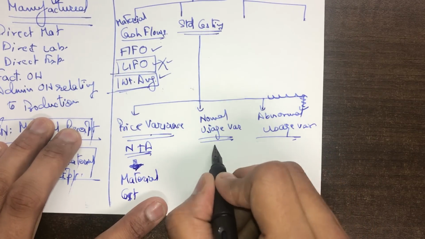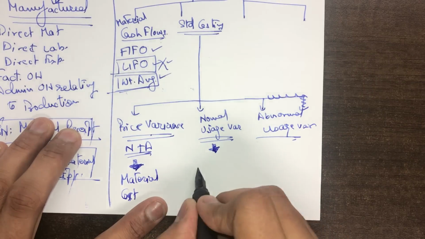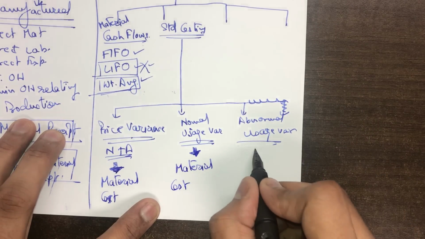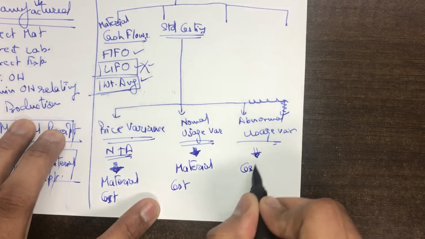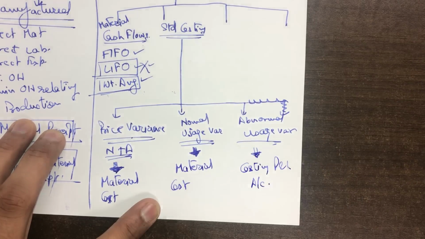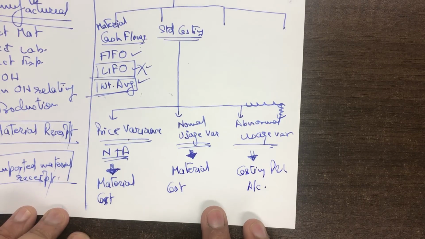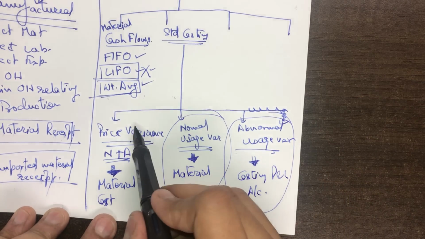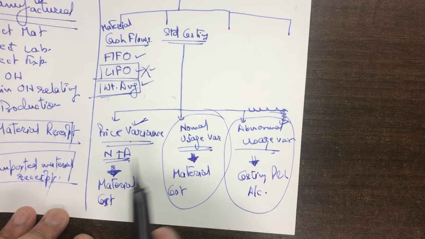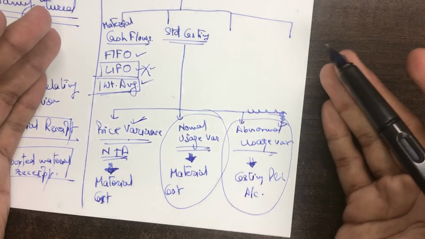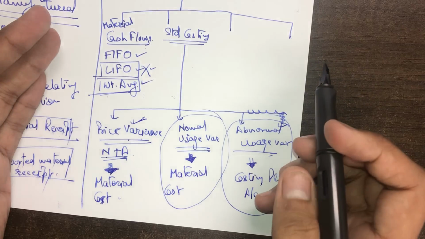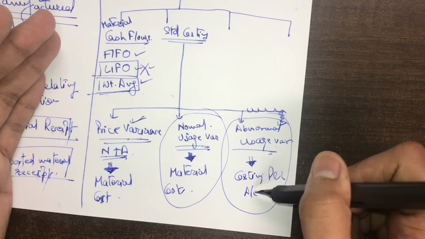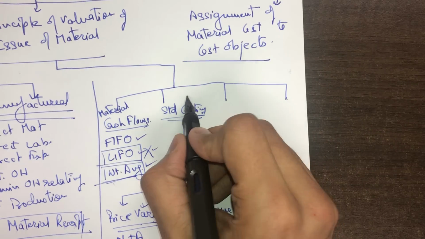Usage variance, if it is normal usage variance, then you take it to the material cost. If it is abnormal usage variance, then you just take it to the costing P&L account. So yes, this is the provision which is enumerated in the cost accounting standard and with the guidance note. The guidance note actually talks about the abnormal usage variance and normal usage variance, and the cost accounting standard talks about the price variance. So cumulatively, if we see the guidance note and the cost accounting standard, then the picture which emerges is that if price variance is normal or abnormal, it is to be taken to material cost. Usage variance normal should be taken to material cost, and usage variance which is abnormal is to be taken to costing P&L account. So this is the second principle of issue of material.